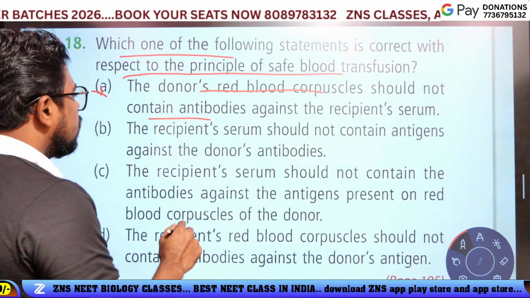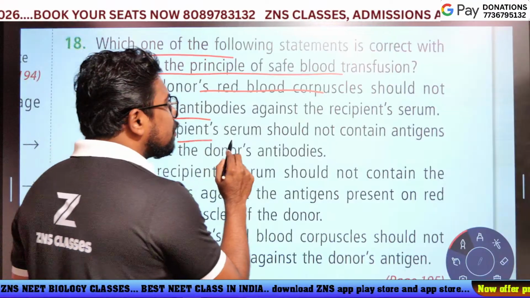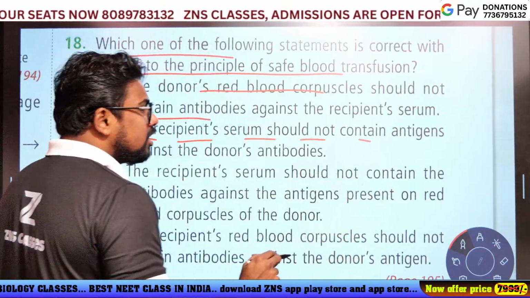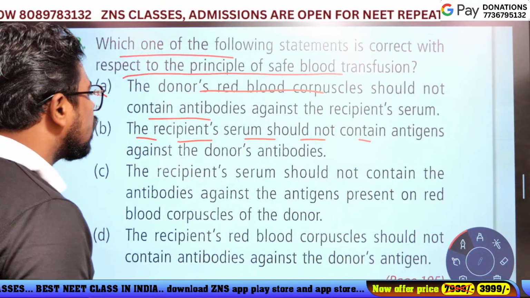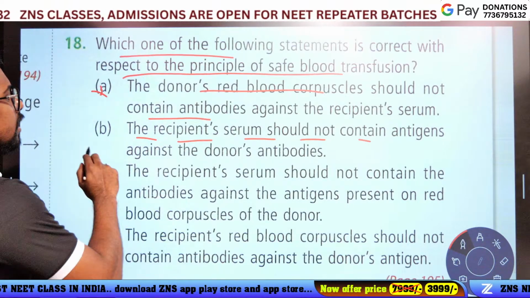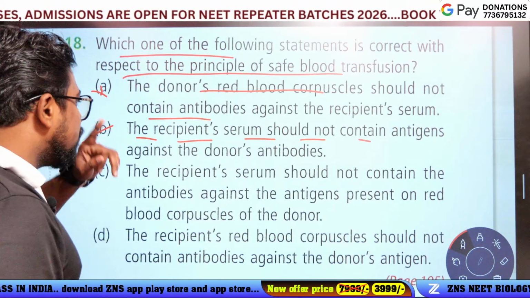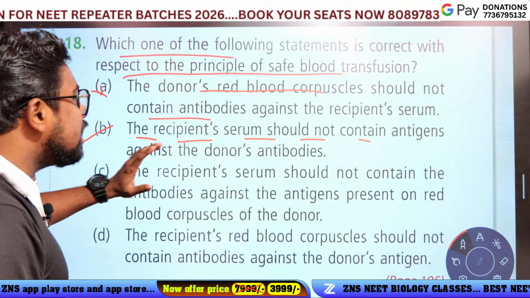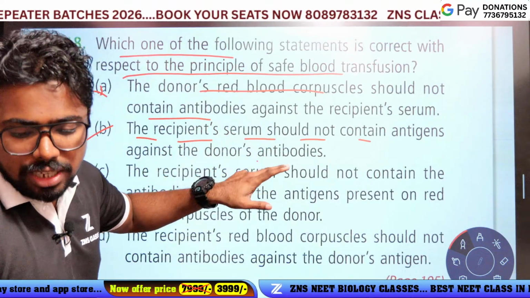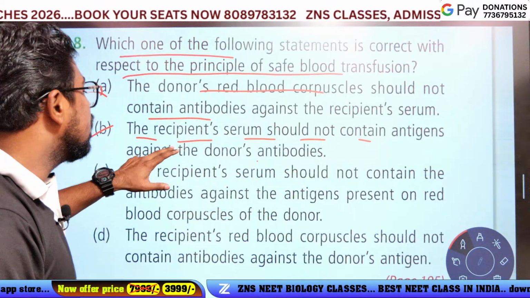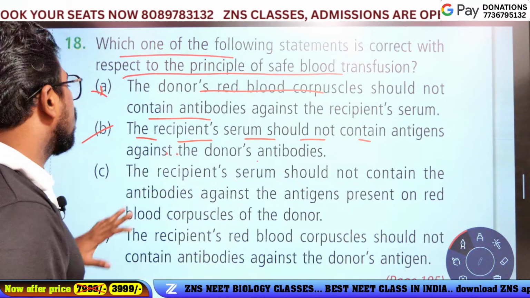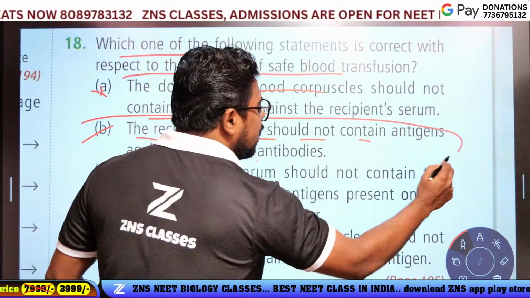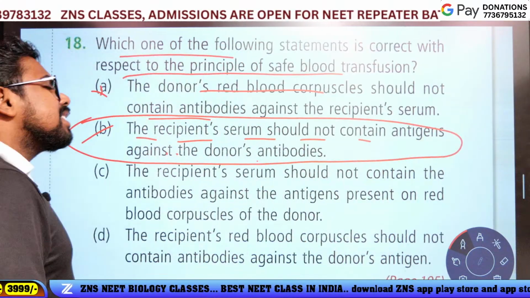The next: the recipient serum should not contain antibody against the donor antigen. Yes, that is correct. The recipient serum should not contain antibody against the donor antigen, then the blood transfusion occurs because it's safe. Option B is the answer.